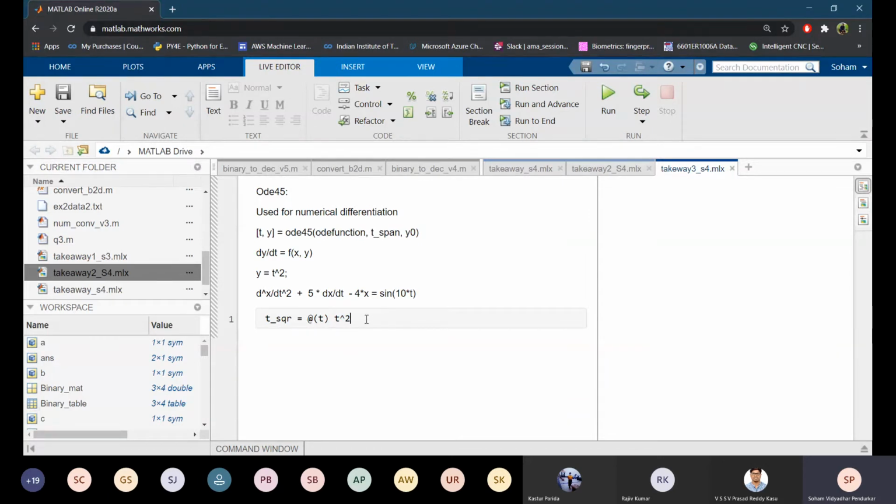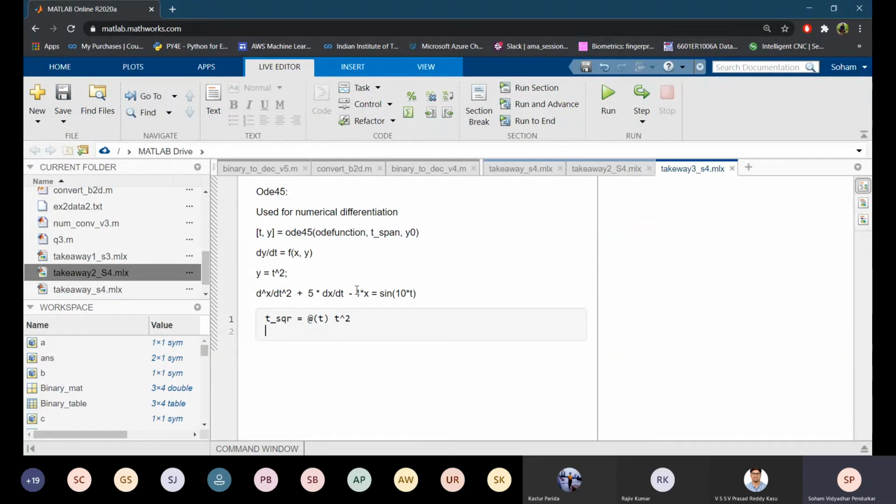It will take the square automatically, and you don't have to define a separate .m function. But in case of complicated ones, like what we will see for d2x by dt square and some other differential equations, you will definitely need a .m file separately, and then refer to that .m file while putting the argument into ODE45. So now t square is equal to @(t) followed by t square. I created a function, so the function is now ready.